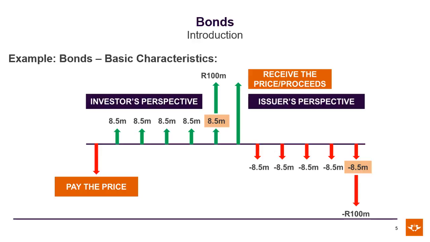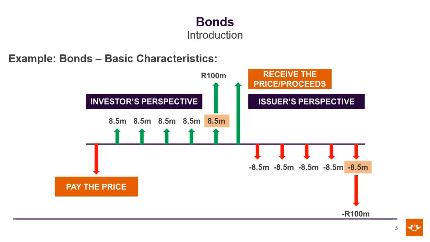So looking at it from the investor's perspective, over the next 5 years, the investor will receive 8.5% of 100 million rand. So they will receive 8.5 million rand annual coupon payments, and together with the annual coupon payment for the 5th year, they will receive the 100 million rand that they paid up front. Looking at it from the issuer's perspective, over each of the next 5 years, the issuer will pay 8.5 million rand in coupons, and at the end of the 5th year, together with the 8.5 million rand coupon, the issuer will return the 100 million rand that they borrowed.